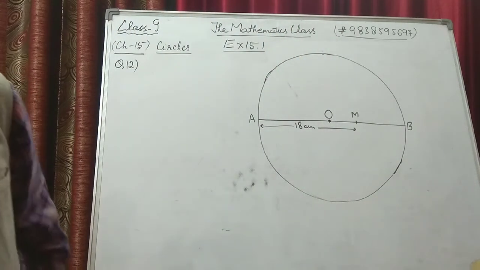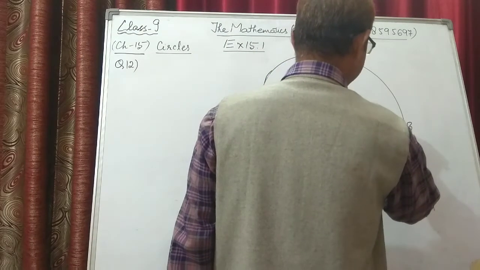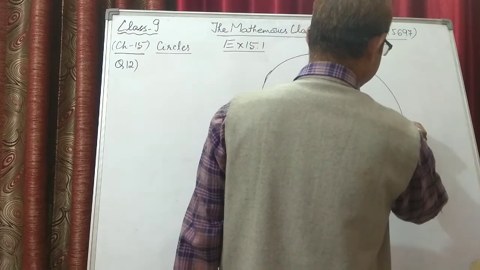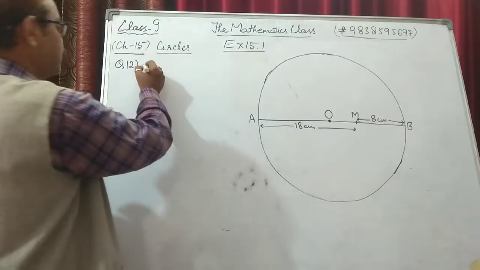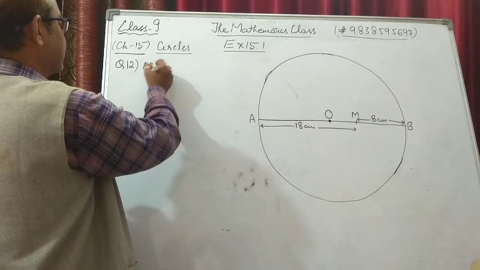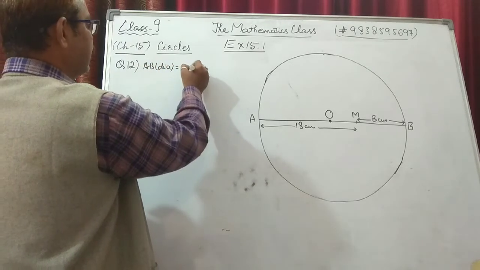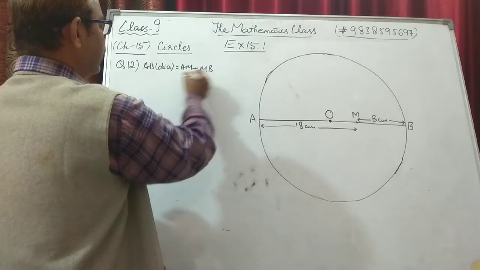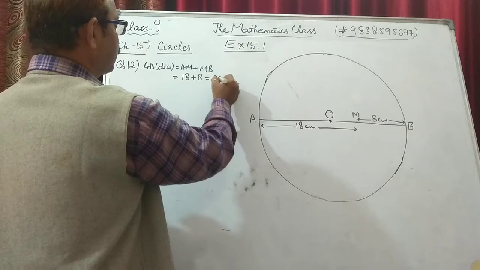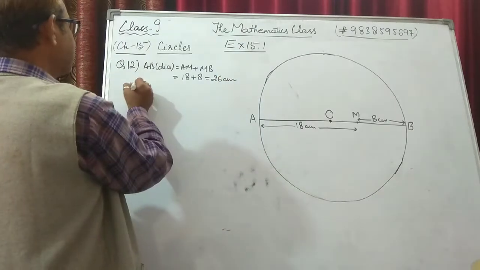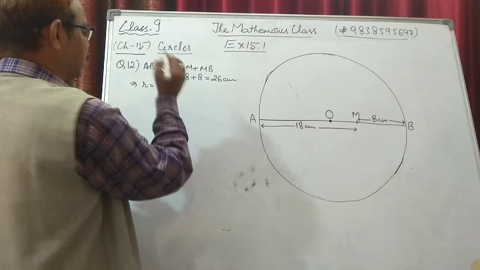And then they say MB is equal to 8 centimeters. This MB is 8 centimeters. It means we can find out the diameter. Since AB is the diameter, AB can be written as AM plus MB. AM is given 18 and MB is given 8. So that comes out to be 26 centimeters. This implies that the radius is equal to half of 26, that is 13 centimeters.